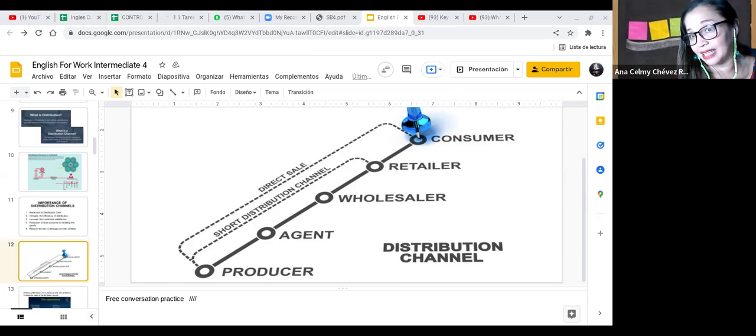In that example, for the import of vehicle parts or a specific product, it requires the wholesaler, the retailer, the complete chain of distribution, because in the local market we don't have the producers.